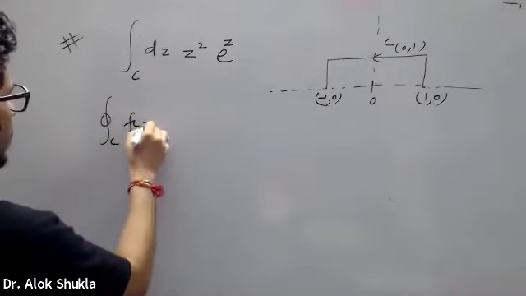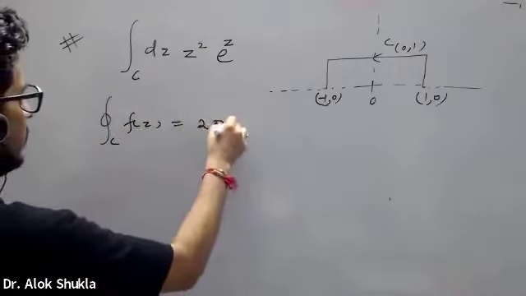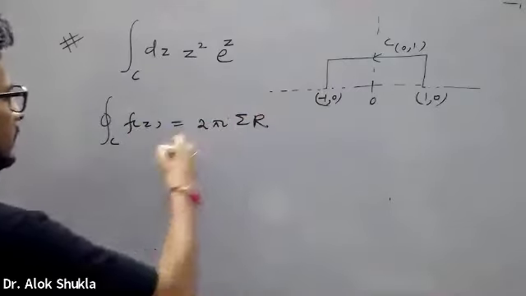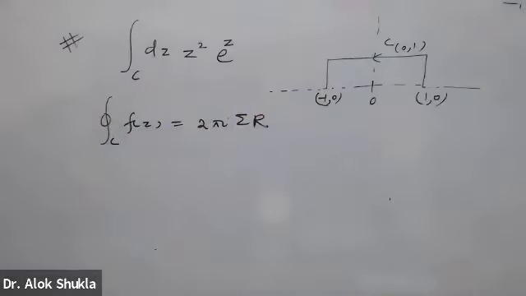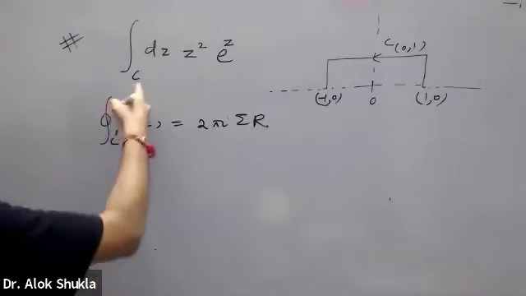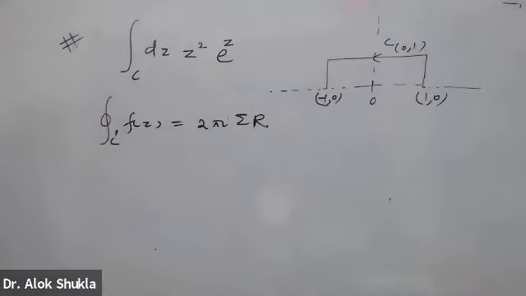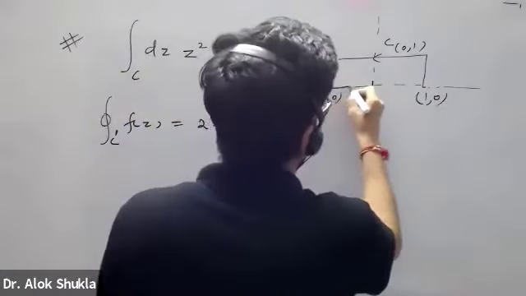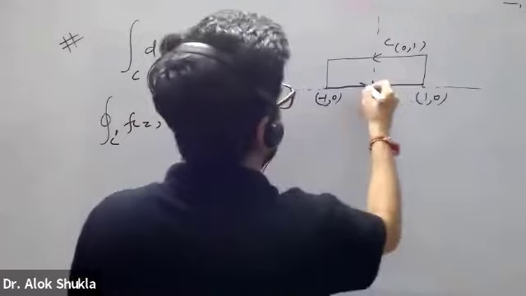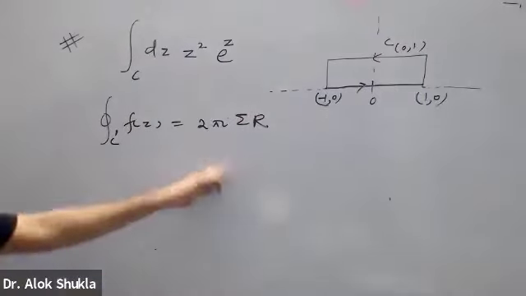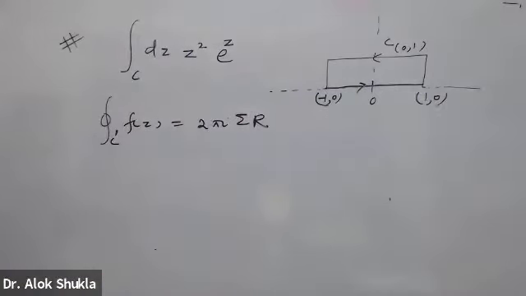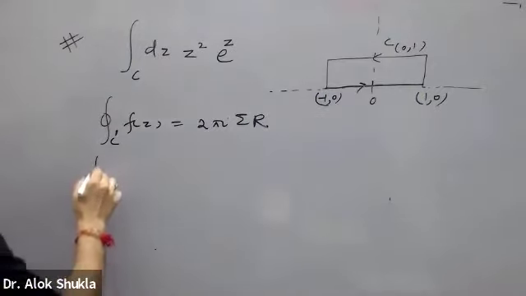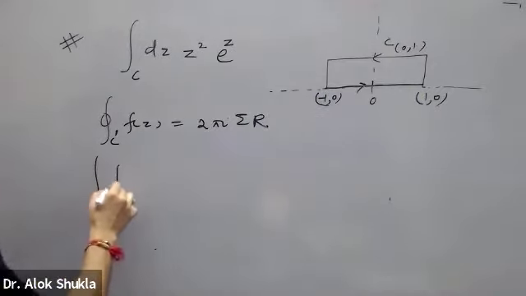Integral over c of f(z) dz is equal to 2 pi i times the sum of residues. This is always true. Let me put it as c dash because the notation c is already used. So let me close this contour like this, and then I have written this formula. Any objection?